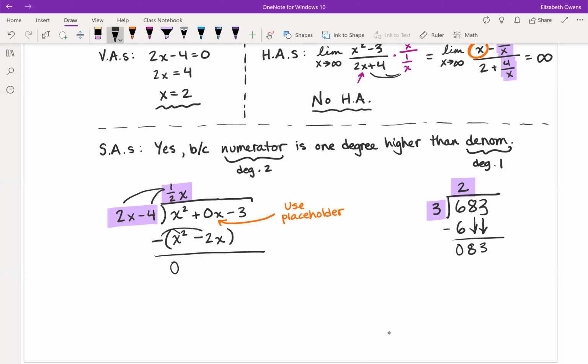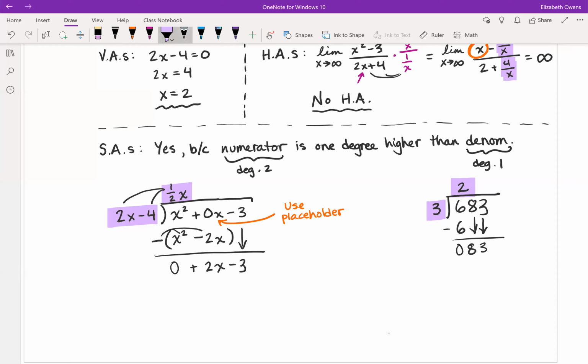And then we have this 0x and plus 2x. That's why we use the placeholder there, because it lines things up better for you. You wouldn't be trying to add the 3 and subtract 2x or something like that. So placeholders are very handy here. Okay, so let's see what our next step is. We'll bring down this -3.